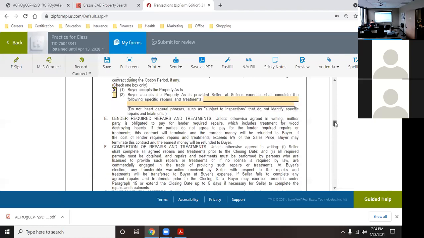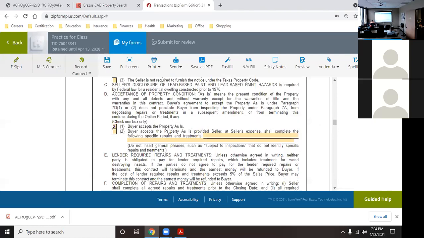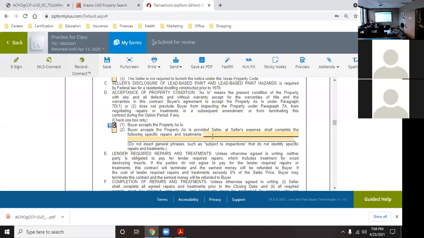Acceptance of property, that is what D is about. That is where you would select as is, or you would select buyer accepts property as is, provided seller at the seller's expense fixes stuff. Again, I have never done a contract where you select box 2, because that just shows the seller that you want them to do a bunch of stuff. If they see that, they will often not even accept that offer. So it's best just to ask for it as is. If you see something wrong with the property during inspection, you can ask about that in your option period after your inspection. You can ask them to fix stuff like that.